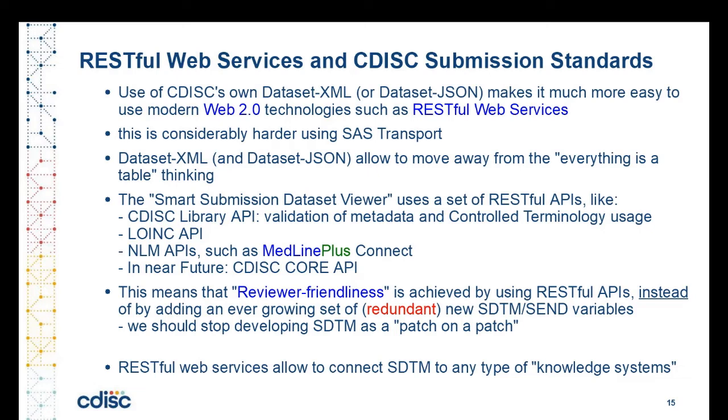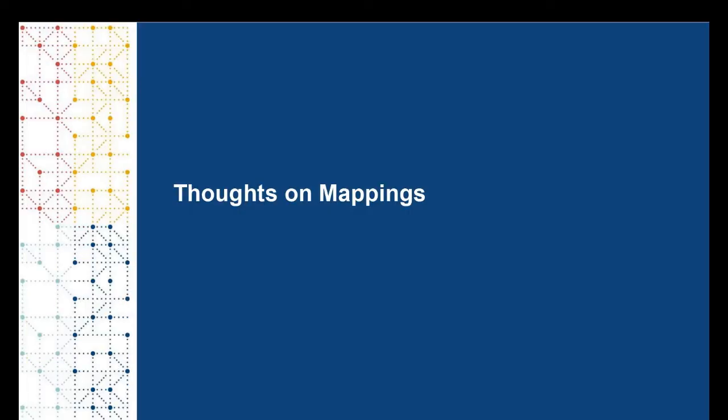Unfortunately, SDTM has been trying to achieve more reviewer friendliness by adding an ever-growing set of new but essentially redundant variables. This makes generation of SDTM datasets extremely error-prone. Use of RESTful web services instead of adding more variables is the much better way to go. As SDTM uses post-coordinated controlled terminology, we had to do a lot of semantic mapping. Let me share my thoughts on mappings.